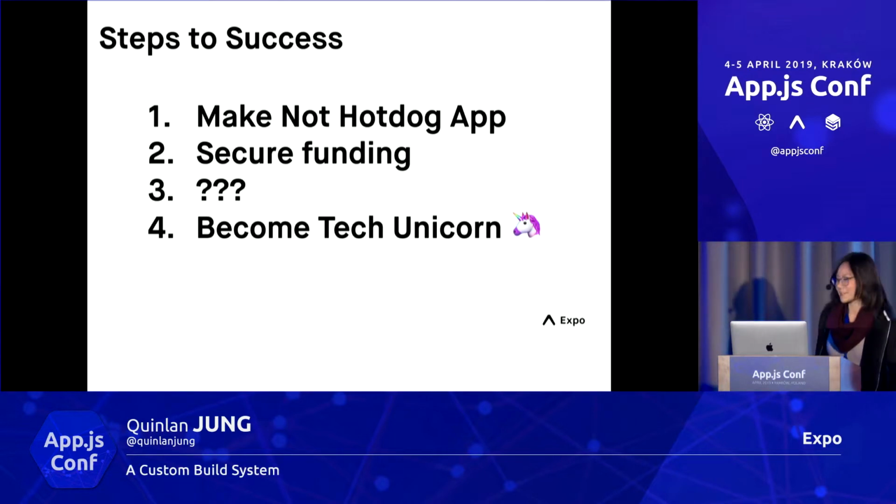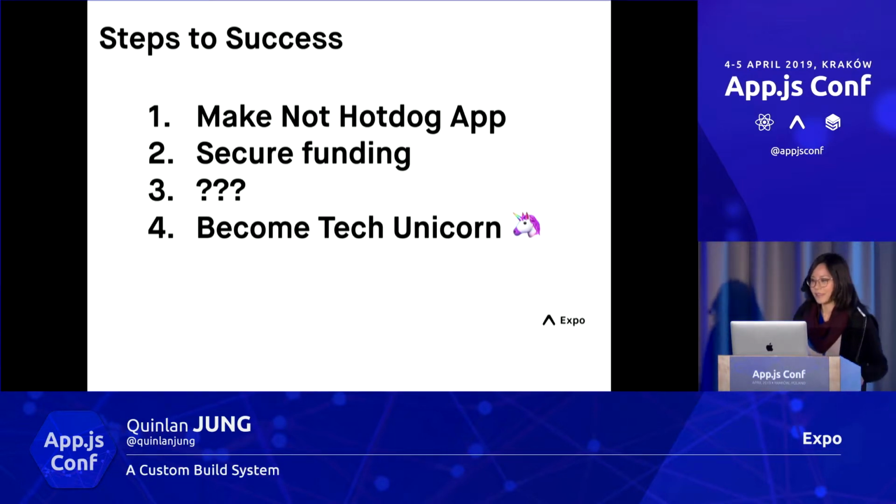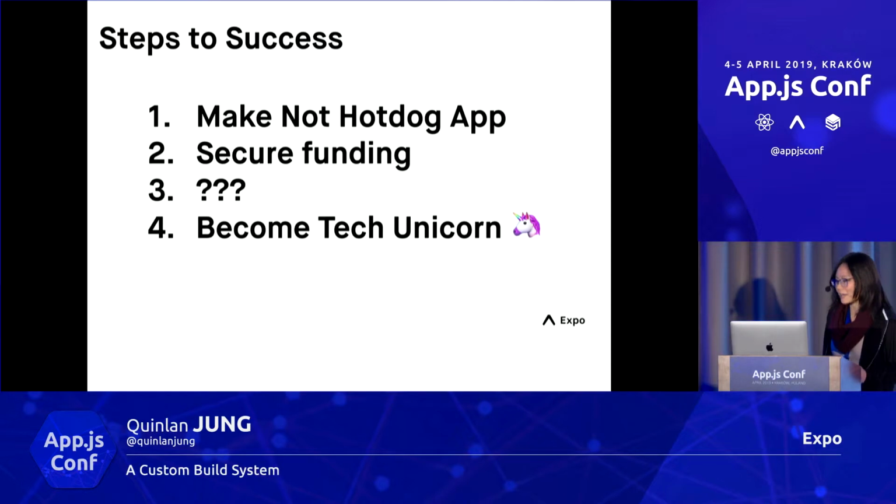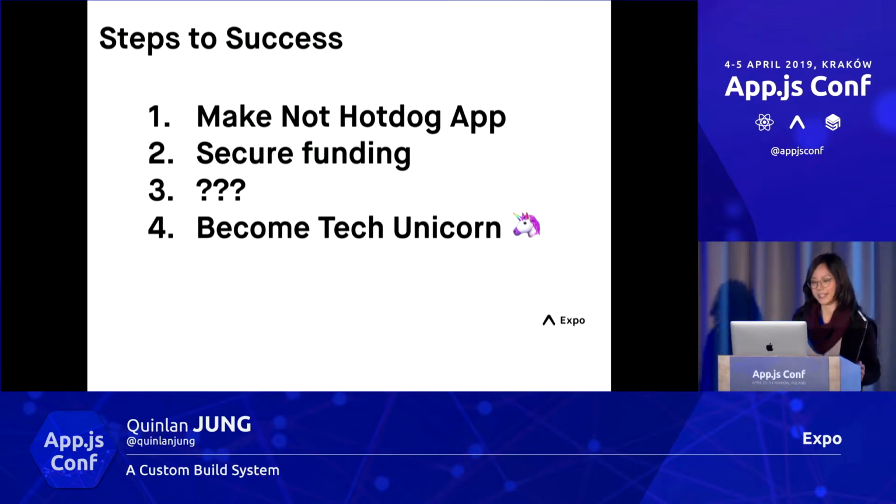For you, the steps to success are very simple. First, you're going to make a not hot dog app. Then you're going to secure funding. Something will happen. And then you'll become the tech unicorn you've always dreamed of.